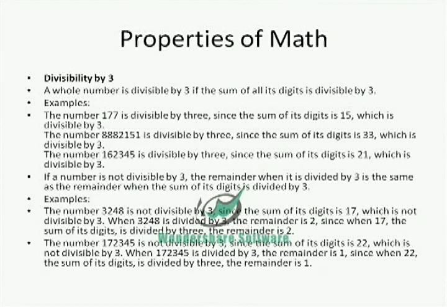Divisibility by 3: a whole number is divisible by 3 if the sum, remember this term I was talking about, the checksum of all of its digits is divisible by 3. So for example, 177 is divisible by 3 since the digits 1 plus 7 plus 7 equals 15, and that's divisible by 3.